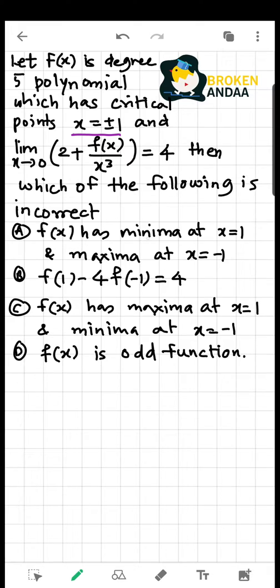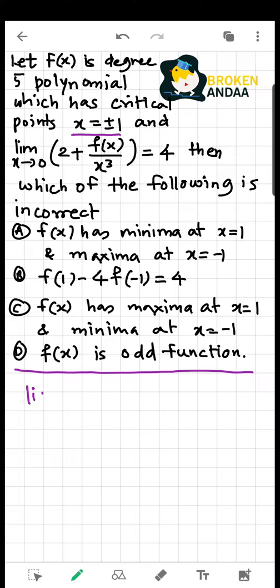So f(x) has minima at x is equal to 1 and maxima at x is equal to minus 1. That is one thing. Then okay, so these are the four options. I think you can read them. I will just go on with what information we have.